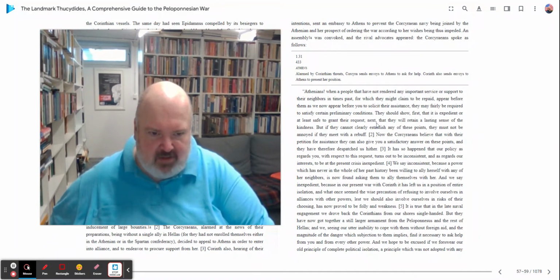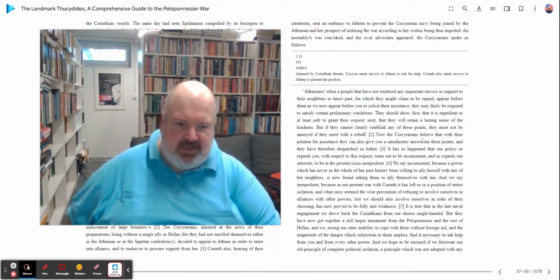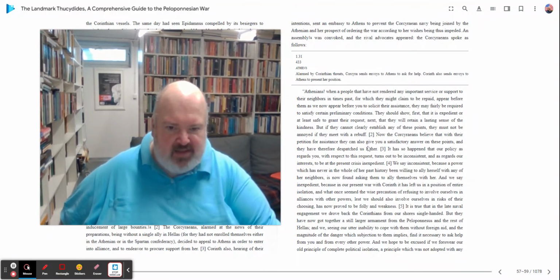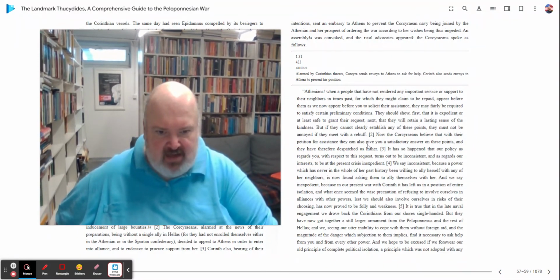Next, that they will retain a lasting sense of kindness. But if they cannot clearly establish any of these points, they must not be annoyed if they meet with rebuff. Now, the Corcyraeans believe that with the petition for assistance, they can also give a satisfactory answer to these points, and they have therefore dispatched us hither.